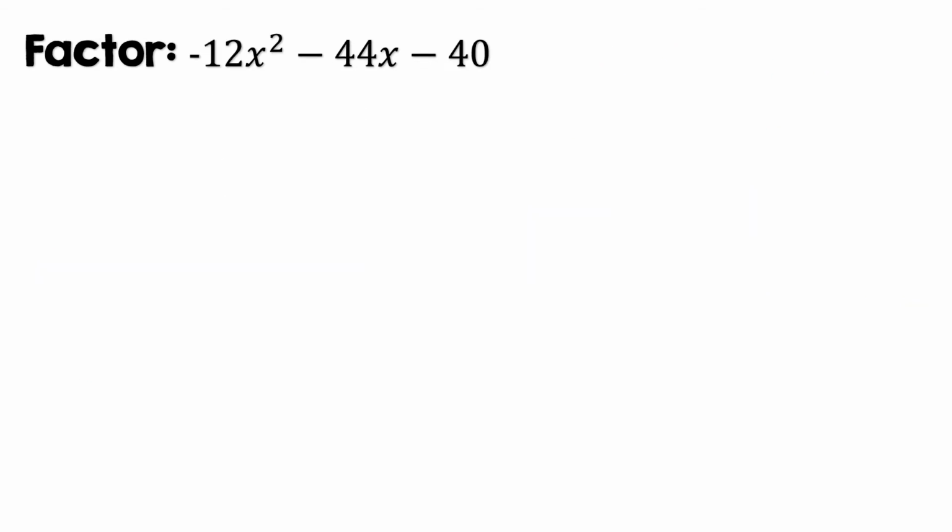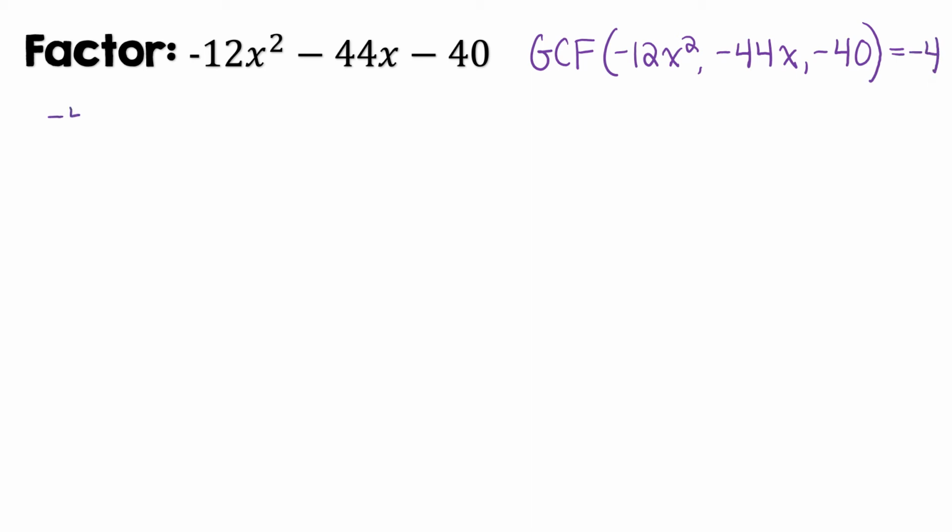Let's factor the expression negative 12x squared minus 44x minus 40. The first thing we always check for is a greatest common factor. So we're finding the greatest common factor between negative 12x squared, negative 44x, and negative 40. The greatest common factor is negative 4. So we'll factor out a negative 4 from this expression. Negative 12x squared divided by negative 4 is positive 3x squared. Negative 44 divided by negative 4 gives us plus 11x. And then negative 40 divided by negative 4 gives us a positive 10.